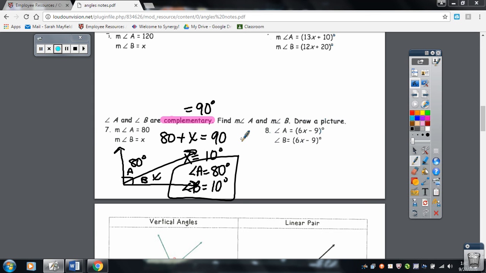So go ahead, finish this example 8 down here on the bottom of your page. The rest of your homework is any problem on this paper we have not done together. We will go over those problems in class if you have questions, and I hope everybody has a great day.